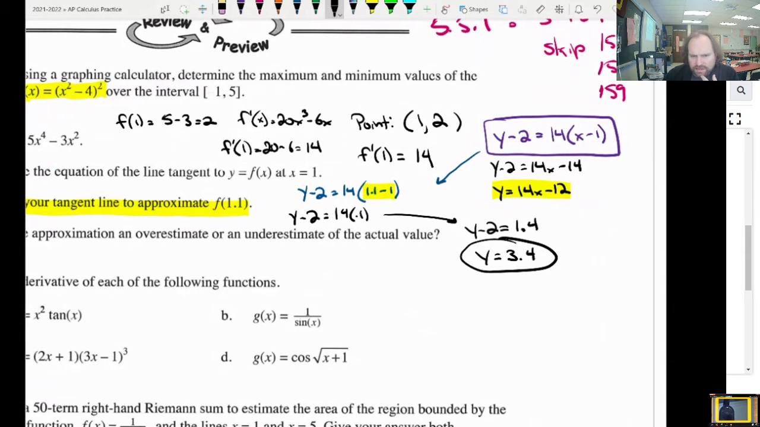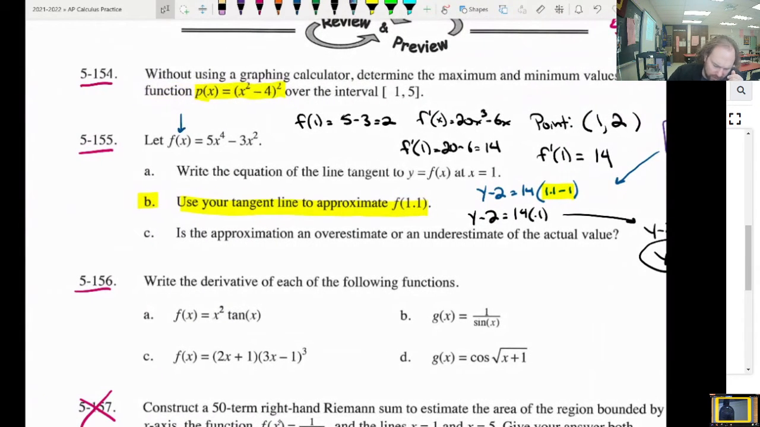So again, the idea here is that actually plugging in 1.1 into this function is really hard to do without a calculator. But without a calculator, we can easily use the straight line that we've got, which is a reasonable approximation of the function within a certain accepted range.